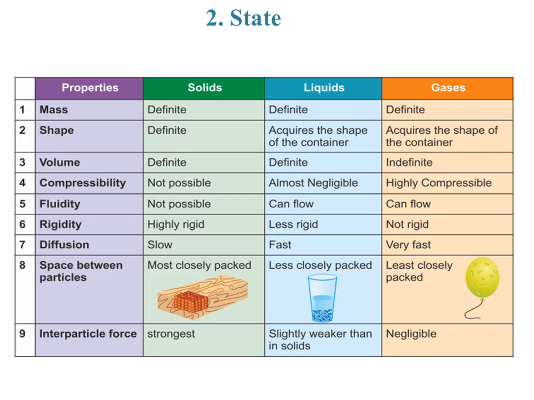In solids, the shape is definite or specific. And what is the shape of a liquid? It acquires the shape of the container where it is kept. And third is the gas, which also acquires the shape of the container where it is kept.